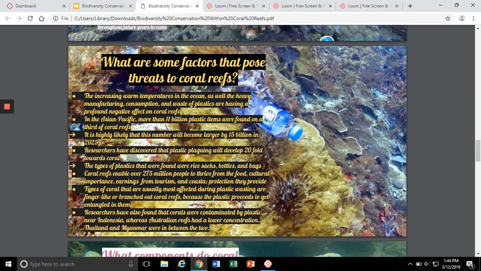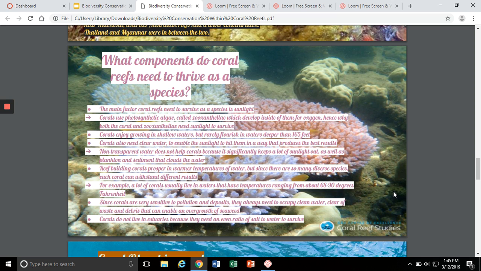Coral reefs enable over 275 million people to thrive from the food, cultural importance, earnings from tourism, and coastal protection they provide. Types of coral that are usually most affected during plastic wasting are the finger-like or branched-out coral reefs because the plastic gets entangled in them. Researchers have also found that corals were contaminated by plastic near Indonesia, whereas Australian reefs had a lower concentration. Thailand and Myanmar were in between the two.